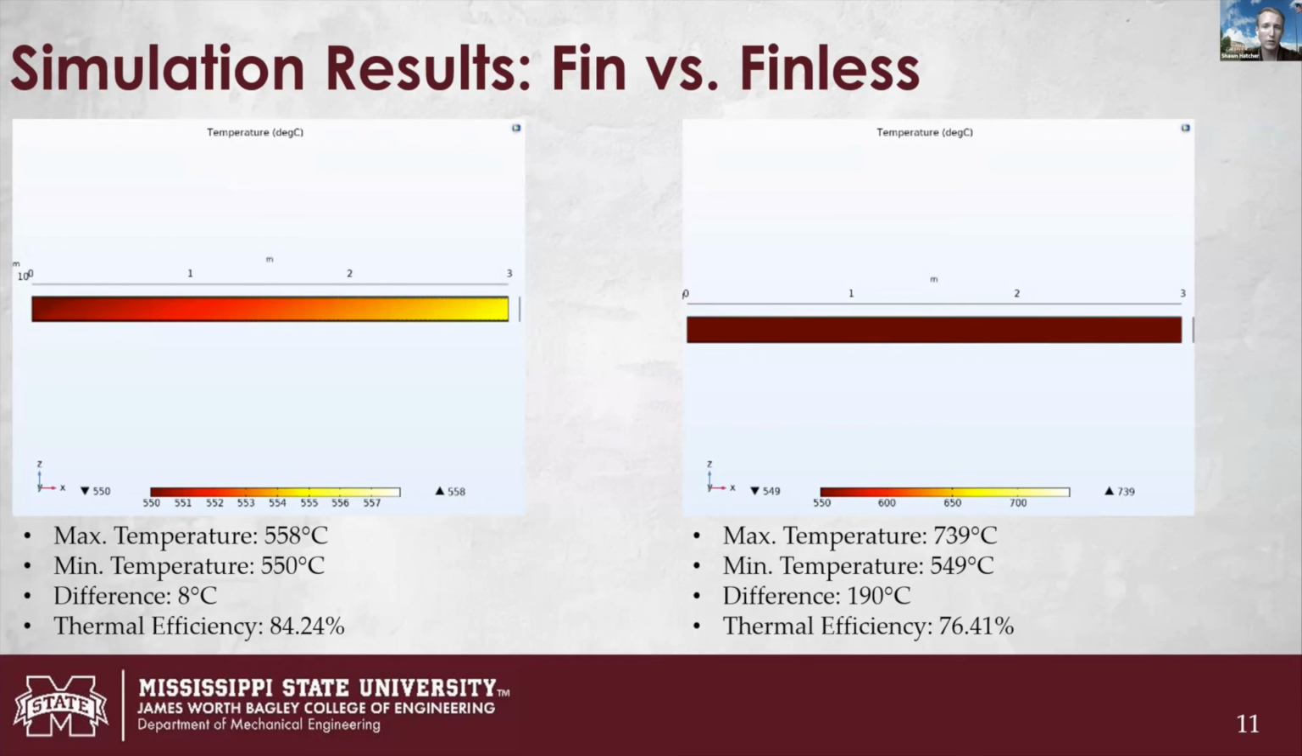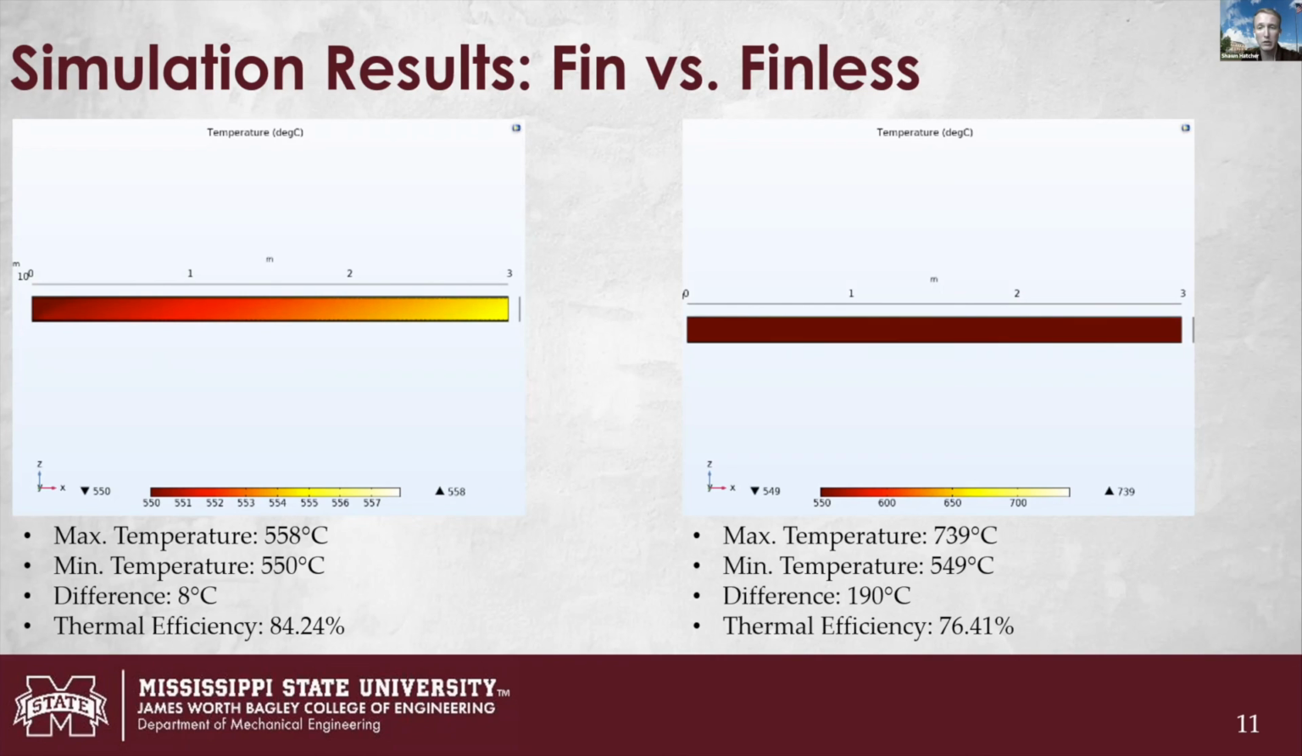Now compare that to the finless tube on the right. This has no fins, and it's just a very typical slit tube pipe. There's no internal geometry at all. As you can tell, there's a really high max temperature of 739 degrees Celsius, which is caused by the heliostats focusing the sun onto the tube itself. And the minimum temperature is 549 degrees Celsius, which is what the inlet boundary condition was. So that yields a difference of 109 degrees Celsius as compared to the 8 degrees Celsius difference from the fin tube.